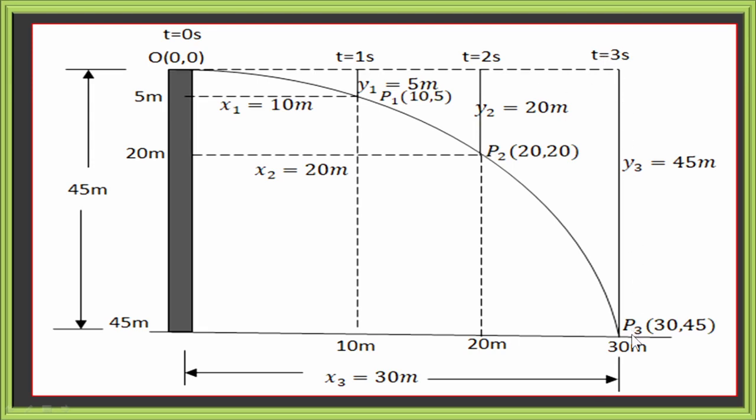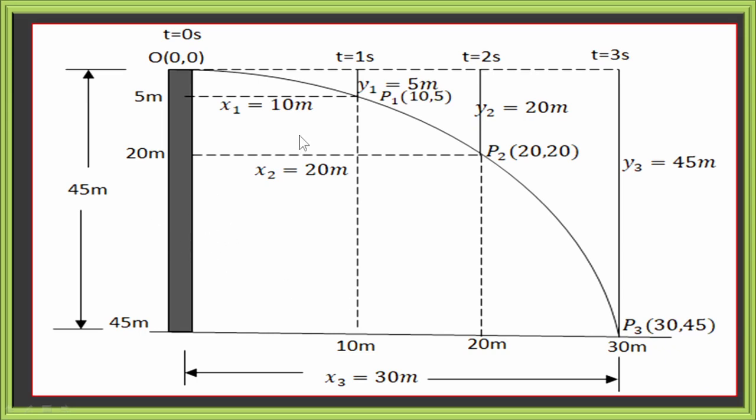45 meters within 3 seconds. So, the position of an object at any time t can be given by position 1 is (10, 5). It represents that it has moved a distance of 10 meters horizontally and 5 meters vertically down. P2 is (20, 20). It has moved 20 meters horizontally and 20 meters downward. P3 is (30, 45). It has moved 30 meters horizontally and 45 meters downward.